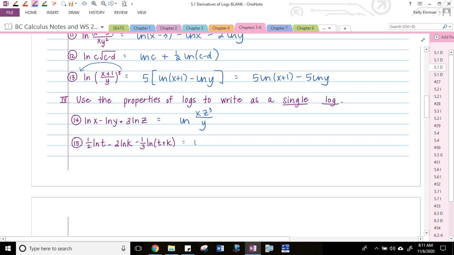This one is natural log of, so we've got a square root of t divided by a k squared, and since this is minus 1/3, it's going to be times a cube root in the denominator of t plus k.